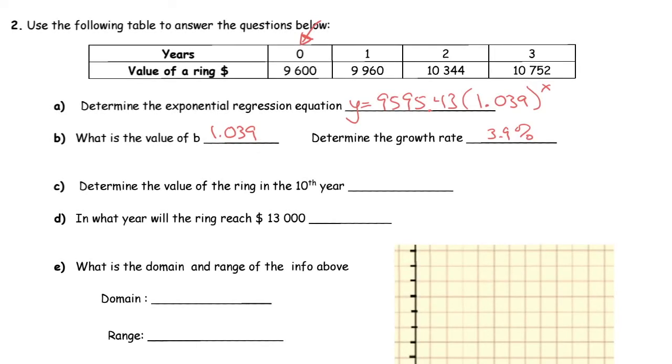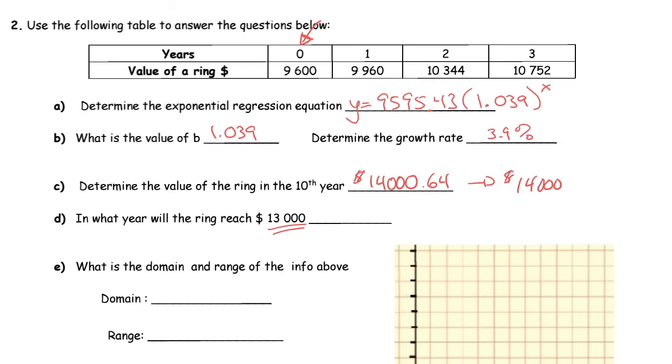Okay, so our answer here, we just found, was $14,000.64, although probably didn't really need that. Probably really only needed to say it was worth $14,000 here. Next question asks, in what year will the ring reach $13,000? So now I'm giving you a y coordinate, and I'm asking you for that x value here.